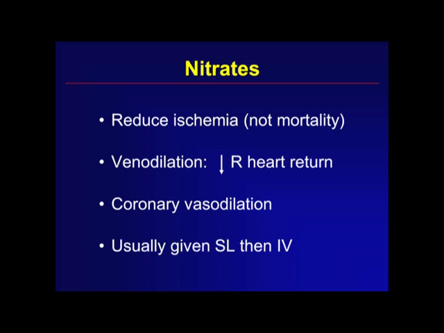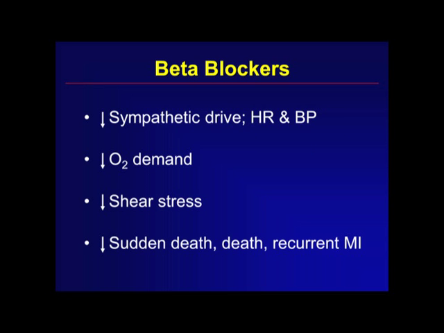Okay? This promotes coronary vasodilation. It also reduces right heart return if they're having a little heart failure. That's good. We usually give it sublingually, and then we can give IV nitro if they're having ongoing symptoms or ischemia. Beta blockers reduce sympathetic drive, heart rate, and blood pressure. They lower oxygen demand. They decrease shear. And they reduce sudden death and recurrent MI.